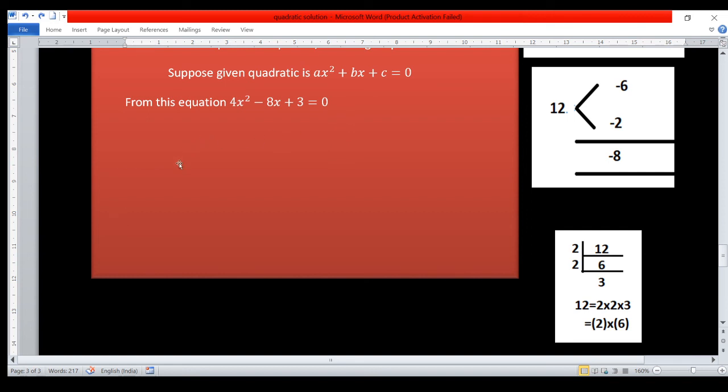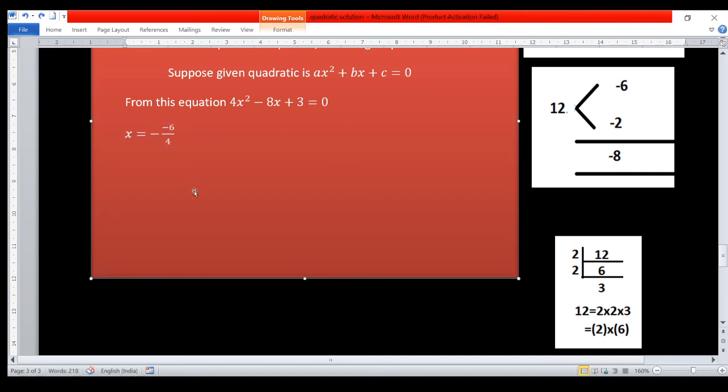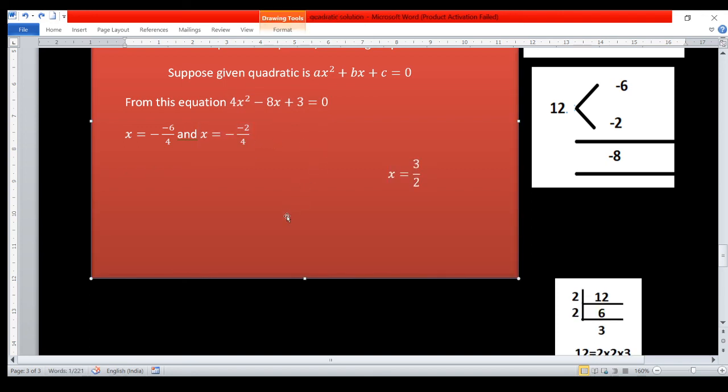Now we are going to write the solution. X is equal to minus, always you have to start with a minus, whatever number you have written, that is minus 6, divided by the coefficient of x square. What is the coefficient of x square? 4. That is one root. Another root: minus, first write the second number, minus 2, divided by the coefficient of x square again, which is 4. That's all. This will give x equal to 3 by 2 and x equal to 1 by 2.